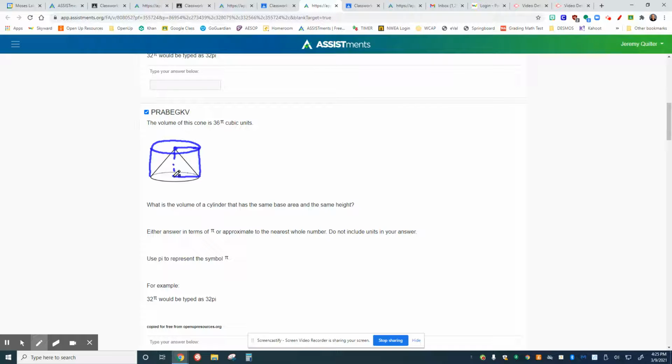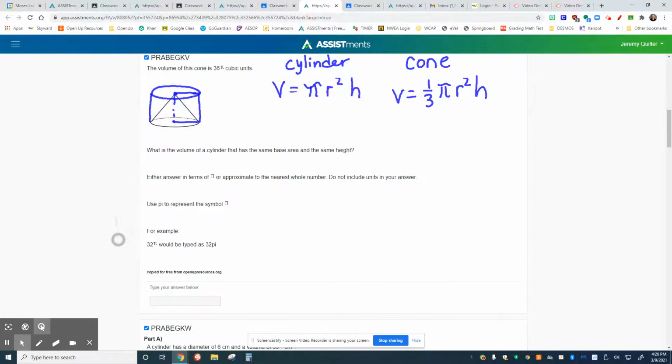I want you to think about that one. I'm not going to give you much of a hint on there, but I will have you remember that the volume of a cylinder is pi times the radius squared times the height, whereas the volume of the cone is going to be equal to 1/3 times pi times the radius squared times the height. Keep those two pieces in mind as you answer this question.